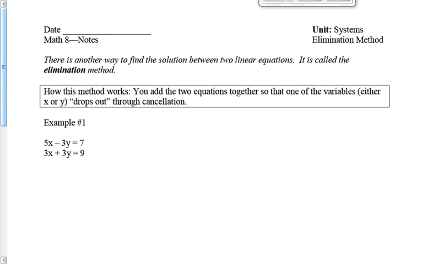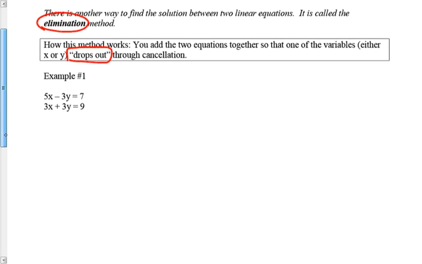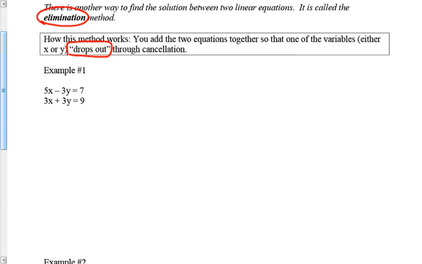You can just look at the problem and determine which of the two variables, the x or the y, is going to be eliminated, which one is going to drop out when you add the two equations together. So if you look at example number 1, when I add these two equations together, 5x plus 3x gives me 8x. If I add negative 3y and positive 3y together, they drop out.